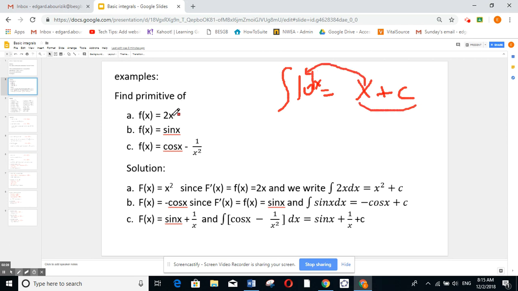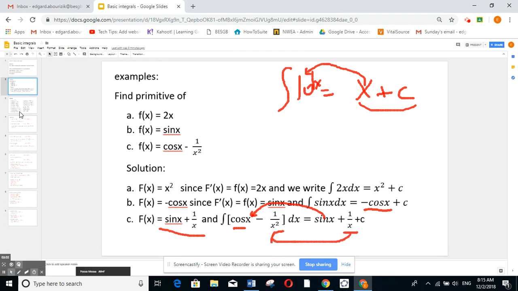What function, if I derive it, gives me 2x? You're going to tell me it's x squared. So the integral of 2x dx is x squared plus c. What function, if I derive it, gives me sine x? If I derive minus cosine x, I get sine x. What function, if I derive it, gives cosine x? You're going to tell me sine x. What function, if I derive it, gives minus 1 over x squared? You're going to tell me 1 over x.